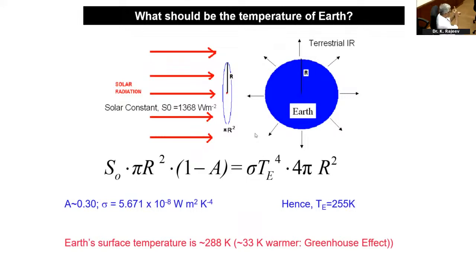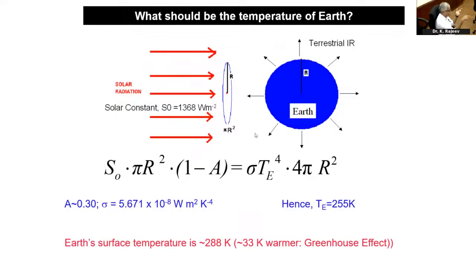That means the Earth's cross section intercepts this radiation. How much? Pi r square, where r is the radius of the Earth. Pi r square is the cross sectional area, into the solar constant. That is the amount of radiation that Earth is intercepting. But part of it is reflected.